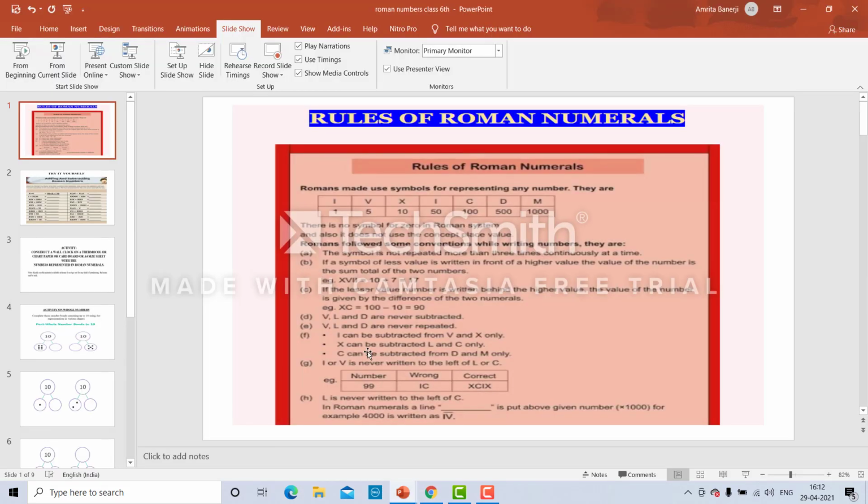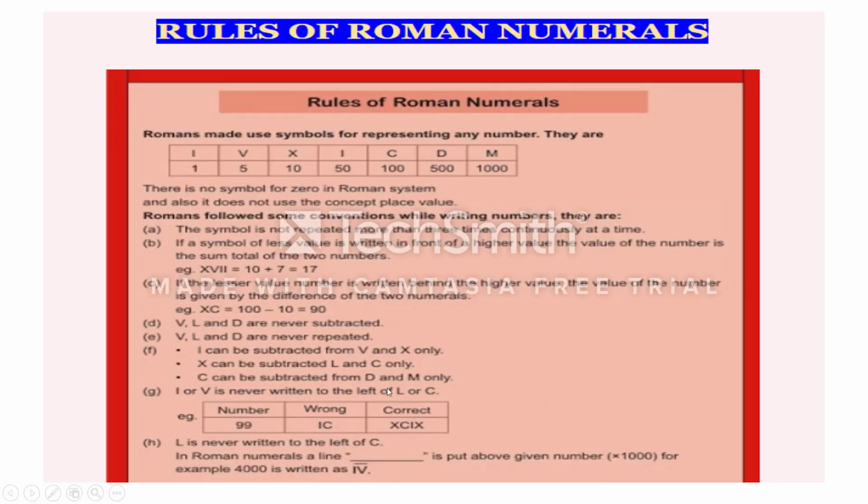Then third rule children, we have numbers like 99. When we write down 99, we will not write IC. I means 1 is getting subtracted from C, but this is not valid because I can only be subtracted from X and V. So how will we represent 99? We will write 99 as 90 plus 9. 90 will be XC, that means 10 getting subtracted from 100, and 9 will be IX, 1 getting subtracted from 10. That's why it has been written this way.